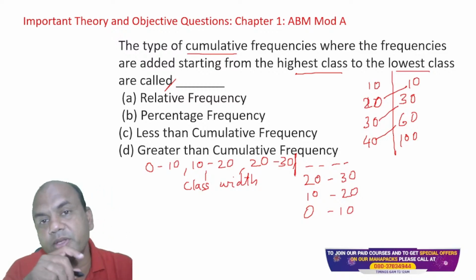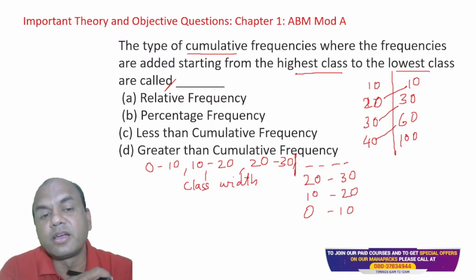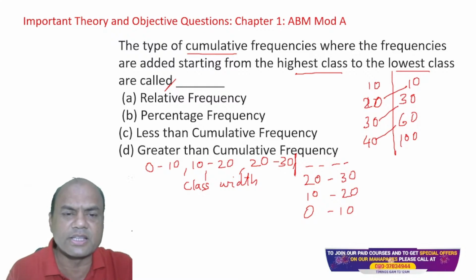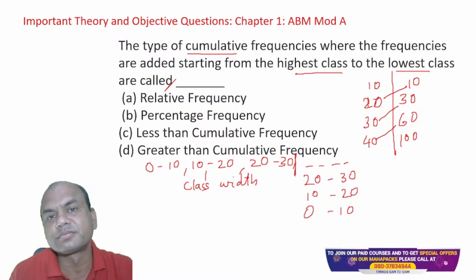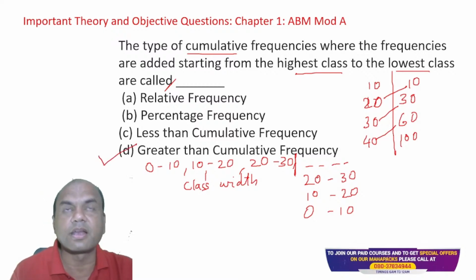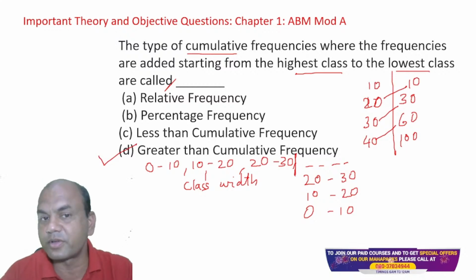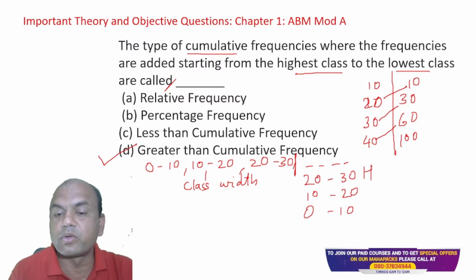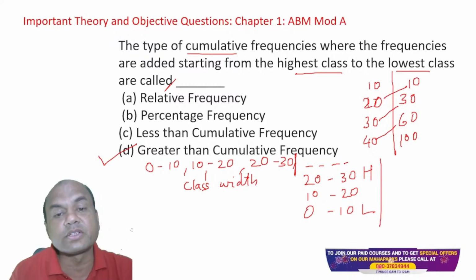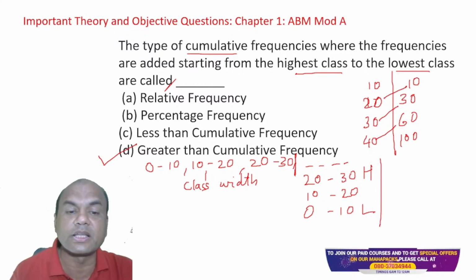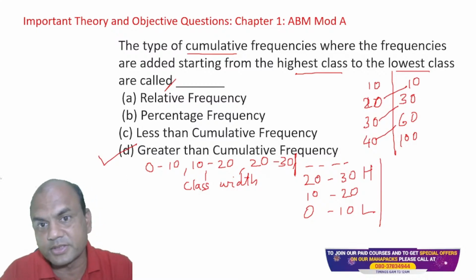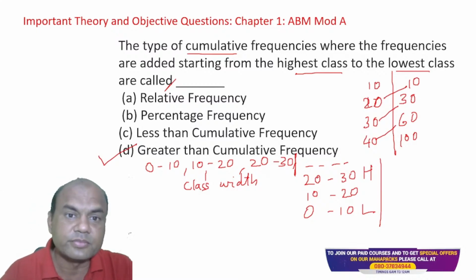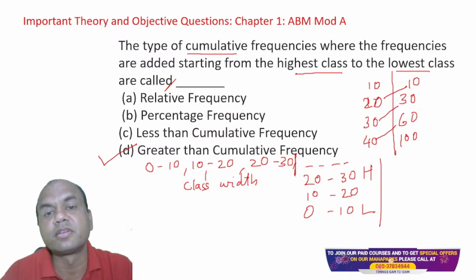What is the answer? Everyone type in the comment section. Logically I'll tell you, the answer is between C and D only, less than and greater than. So it is greater than cumulative frequency. Got it? Greater than means whenever I'm starting from the highest and going to the lowest. If I'm taking the reverse route, lowest to highest, then it is known as less than. Clear? Simple? Okay, move ahead. Type yes in the comment section, everyone.